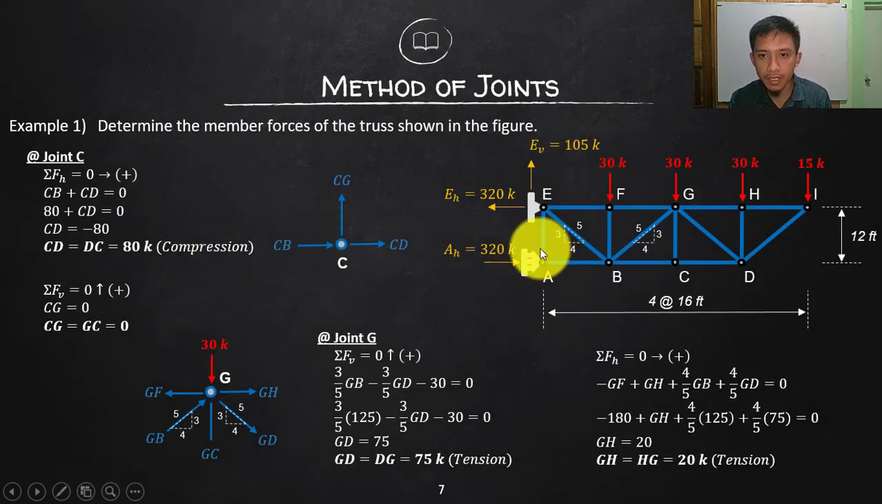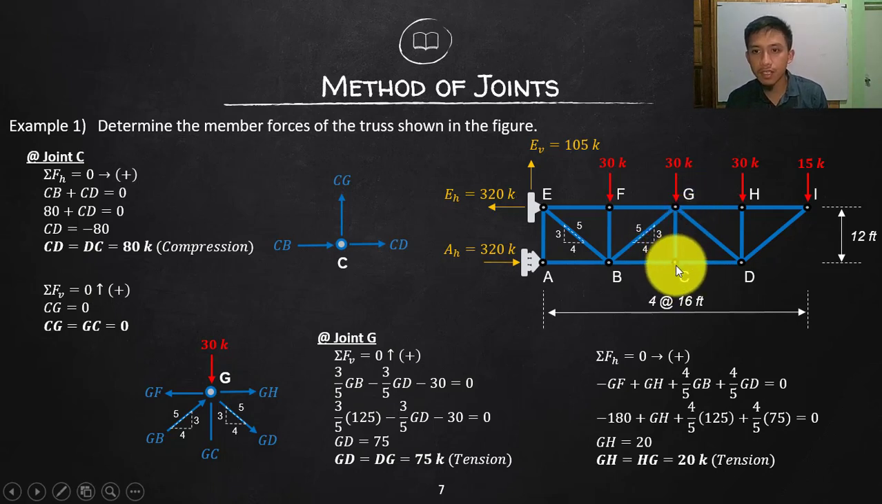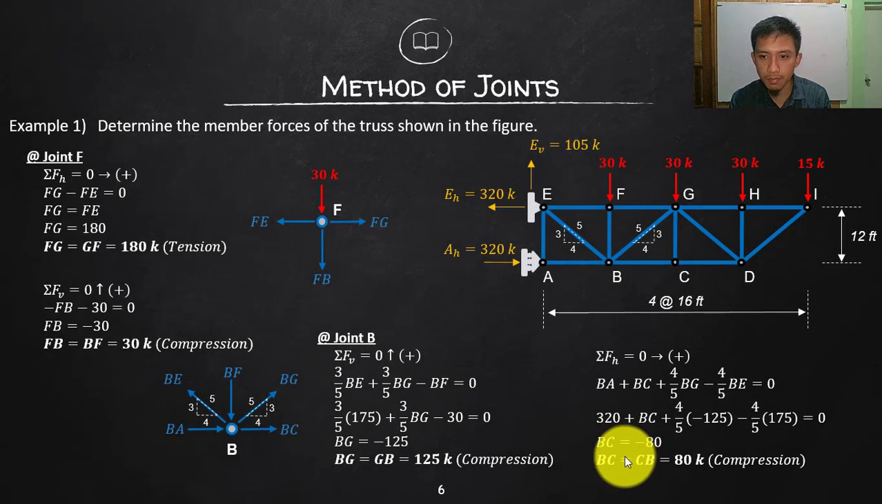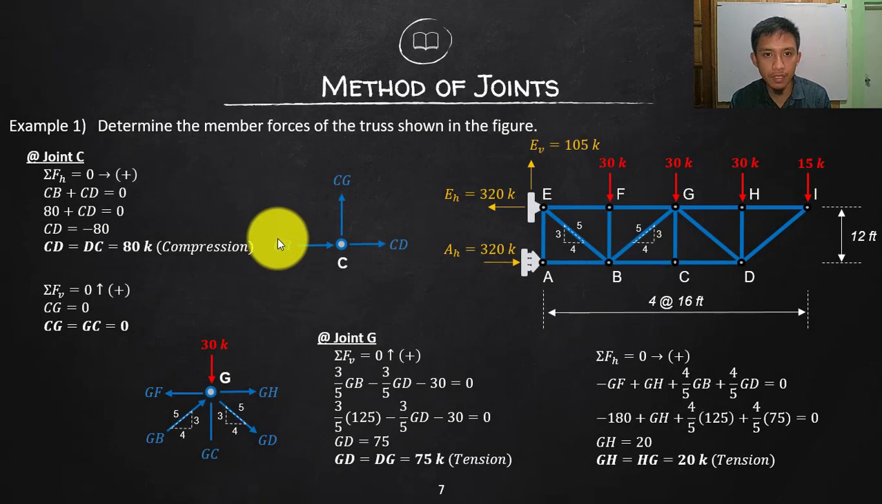So we completed A, B, E, and F. If you look here, if I go directly to G, we know this one, we know this one, we know this. But in your joint G, there will be 3 unknowns, so we cannot yet solve that one since we only have 2 equations, summation horizontal and summation vertical. So I'd rather start with joint C. If I do that, CB, we solved that one. CB is the same as BC, which is compression, so that will be going towards joint C.